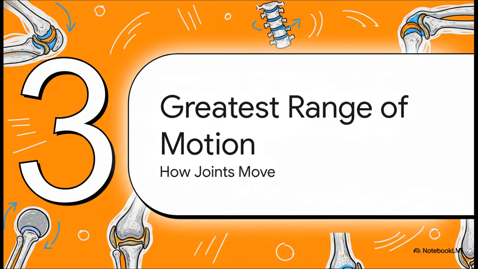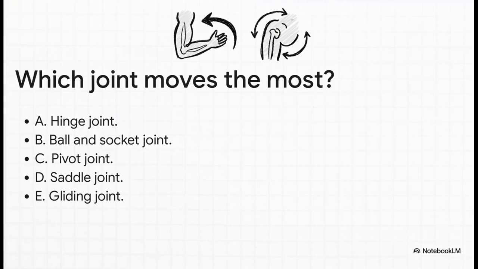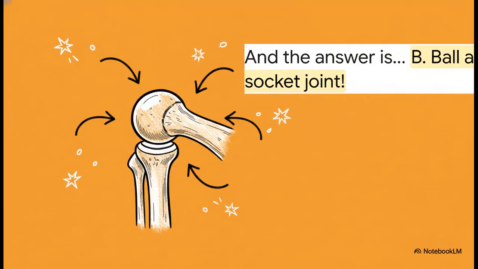That brings us to our third question, all about joints. You've got joints that bend, joints that pivot, but which kind gives us the absolute most freedom of movement? So, which one is it? Which type of joint allows for the greatest range of motion? Just think about bending your elbow versus swinging your whole arm around. Which of these 5 is the true champion of movement? And the winner is B, the ball and socket joint.